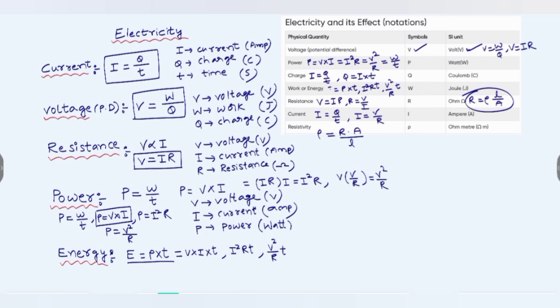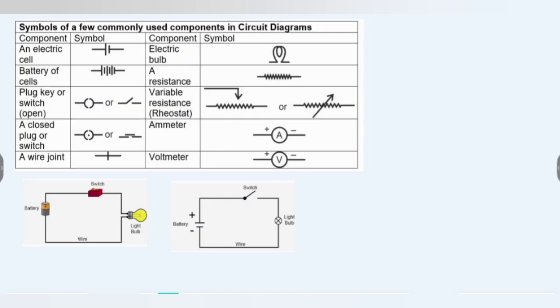Now let us see the next important topic. These are the symbols. You should know about symbols also in this topic. Which symbol is what? The first one is an electric cell, a single cell, and the second one is a battery. When a series of cells is used to get more energy, when you want more potential difference, more voltage, we need to use a series of cells. A series of cells is nothing but a battery. So the second one is the battery symbol.